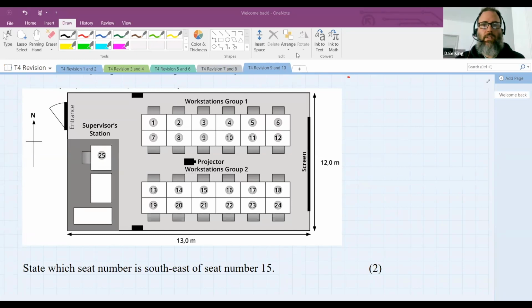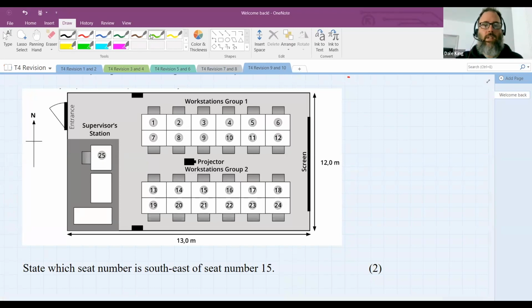All right, answers are coming through. Yes, everyone should be getting this one right. Yes, good. So there's seat number 15, and we need to go southeast of that. So there's the arrow, and we will hit seat number 22 southeast of seat 15.